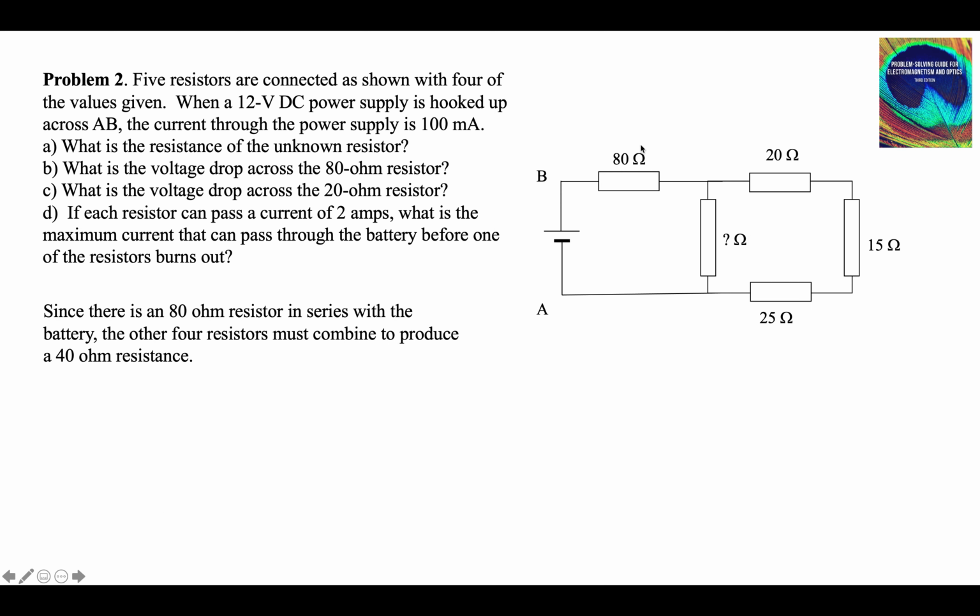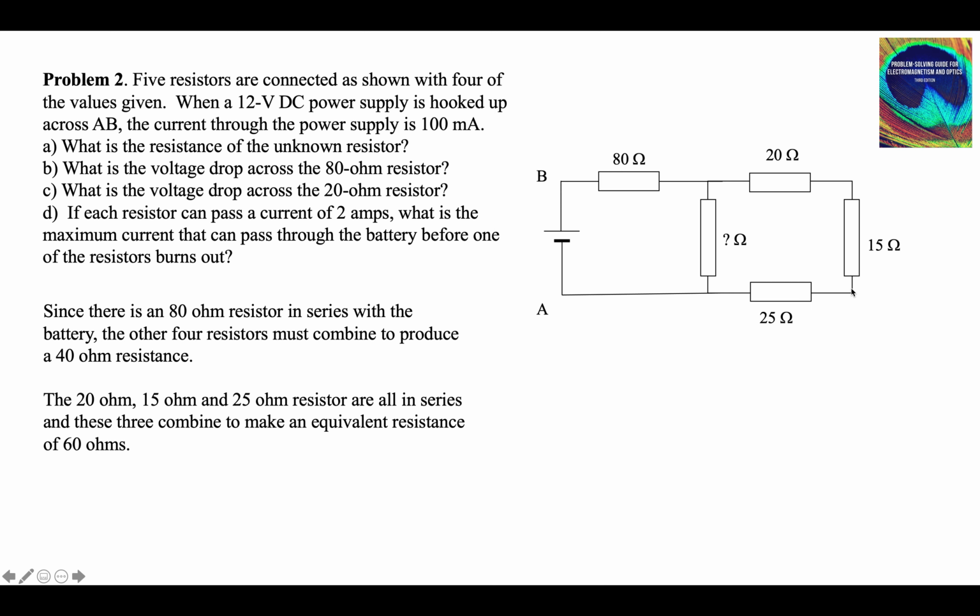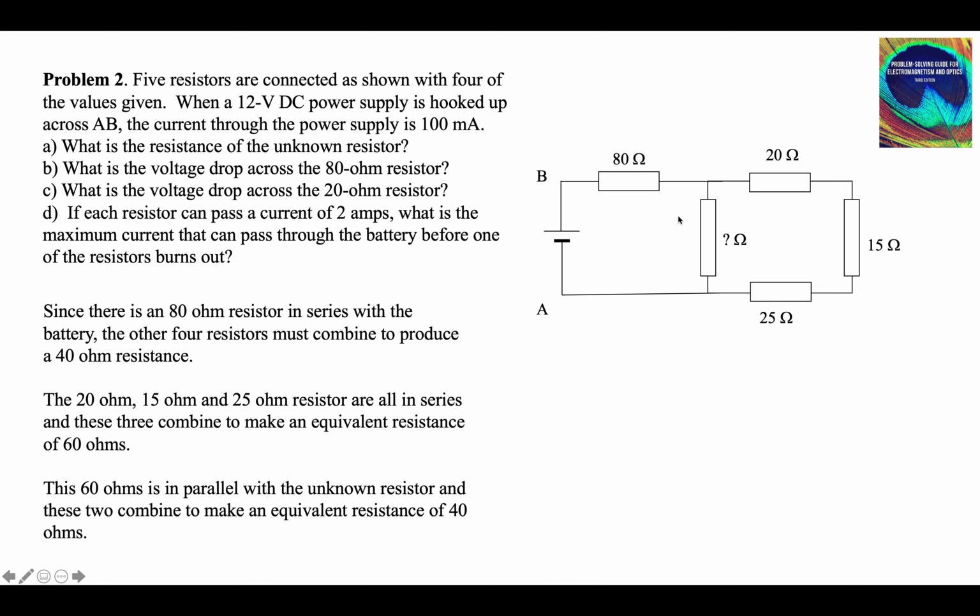There's an 80 ohm resistor here. It's in series with the combination of these 4. So these 4 must combine to be 40 ohms, because 80 ohms in series with the 40 ohms will give 120 ohms. The 20, the 15, and the 25 are all in series. You just add up these 3 resistors, that's a total of 60. So we have 60 ohms in parallel with some unknown resistor, and that combines to give a resistance of 40 ohms.